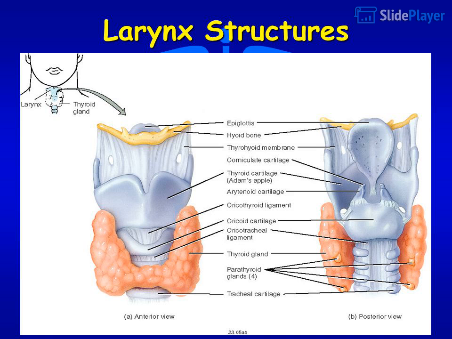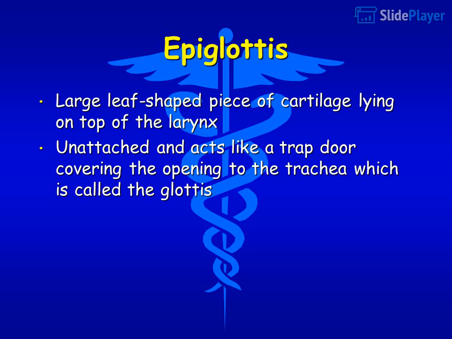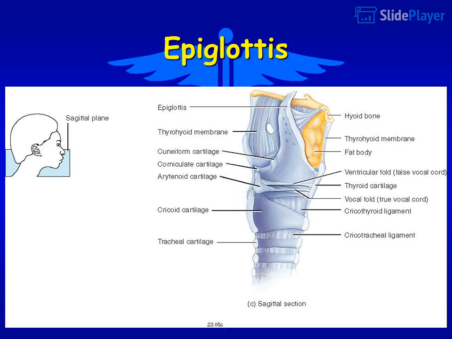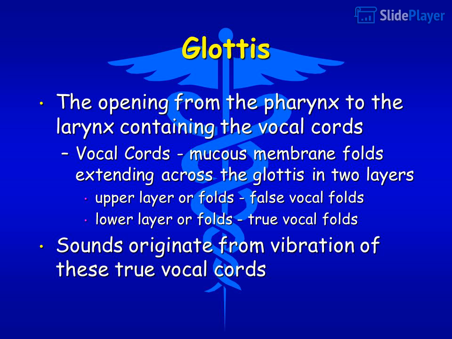Larynx structures. Epiglottis: a large leaf-shaped piece of cartilage lying on top of the larynx. Unattached, it acts like a trapdoor covering the opening to the trachea, which is called the glottis. Glottis: the opening from the pharynx to the larynx containing the vocal cords.